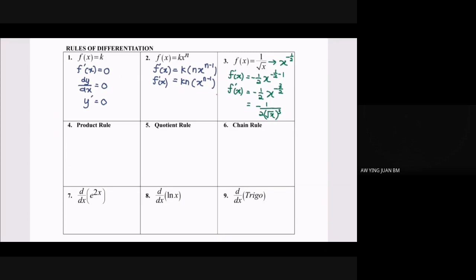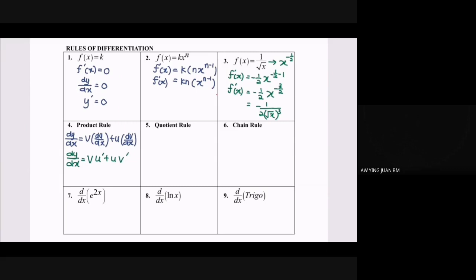Situation number 4, we have a product rule. The formula for the product rule will be dy dx, where we will have v multiplied with du dx plus u dv dx. In other types of situation, we will have dy dx is equals to v multiplied with u prime plus u multiplied with v prime.